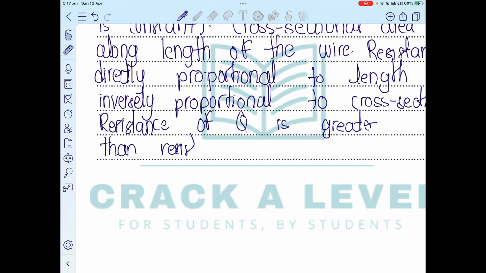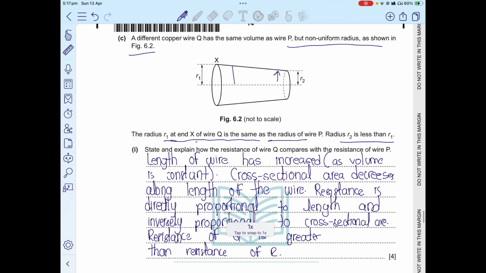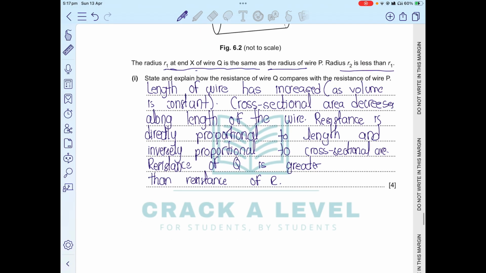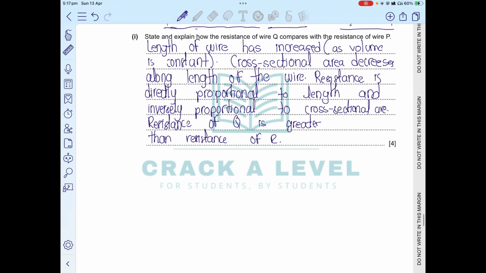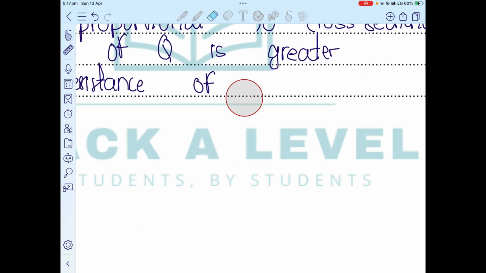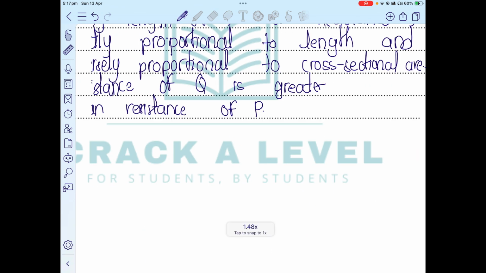the resistance of R. Again, you see the volume is constant and the area is lower on the other end, so the length must be greater to keep the volume constant. If the length is greater, the resistance increases. And as the cross-sectional area is decreasing, because resistance is inversely proportional to it, the resistance further increases. So overall the resistance of Q is greater than the resistance of R, in fact. Sorry, is it R or is it P? Sorry, it's P. Overall the resistance of Q is greater than the resistance of P.